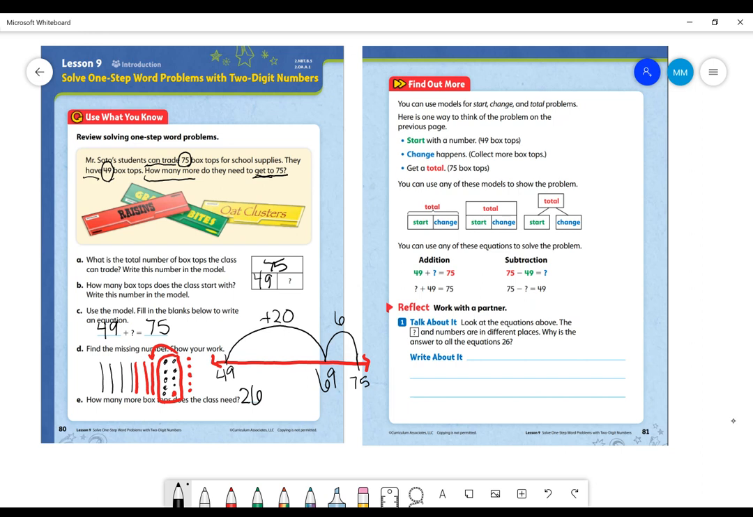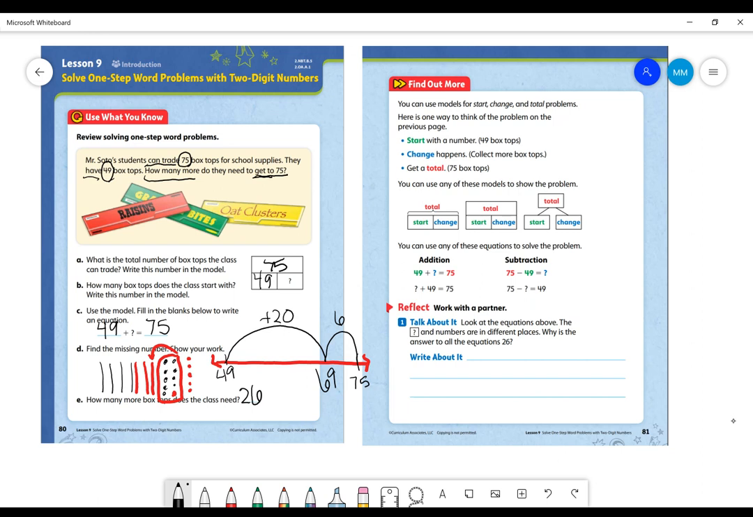It says you can use any of these models to show the problem. So remember, we talked about our number bonds. So these are different ways to show those number bonds. It says you can use any of these equations to solve the problem. What does this look like, friends, when I have 2 addition problems and 2 subtraction problems? What is that called? It's called a fact family. So if we already know a part and our whole, we can solve a missing part addition problem, or we can subtract starting with the whole that we are going to have minus the part that we know to find that missing part.